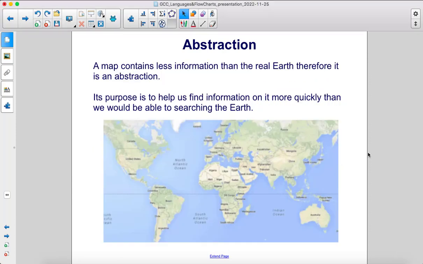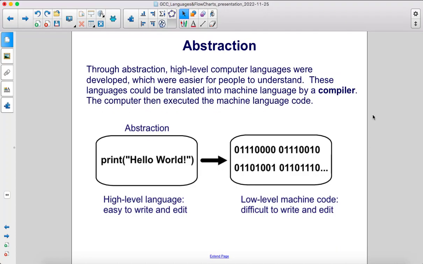A map contains less information than the real Earth. Therefore, it is an abstraction. Its purpose is to help us find information on it more quickly than we would be able to searching the Earth. Through abstraction, high-level computer languages were developed, which were easier for people to understand. These languages could be translated into machine language by a compiler. The computer then executed the machine language code.